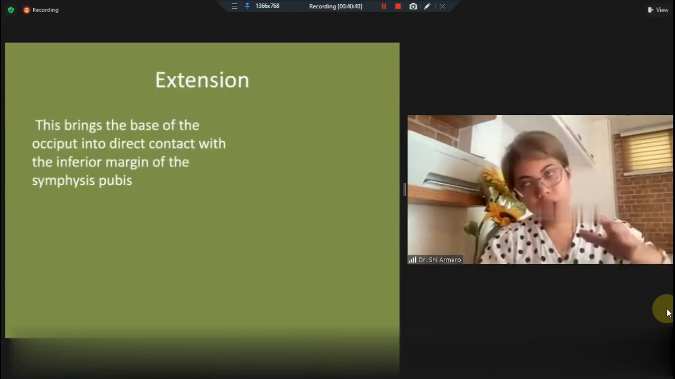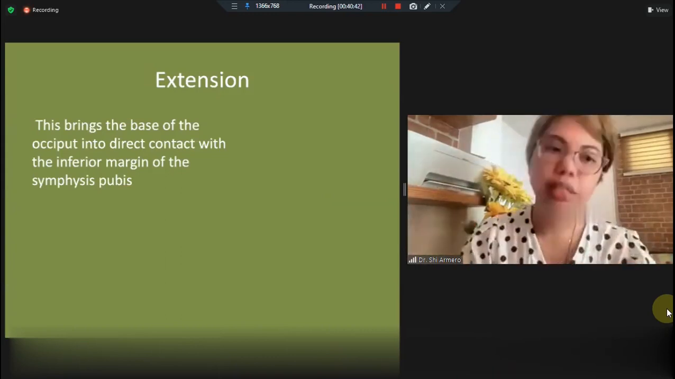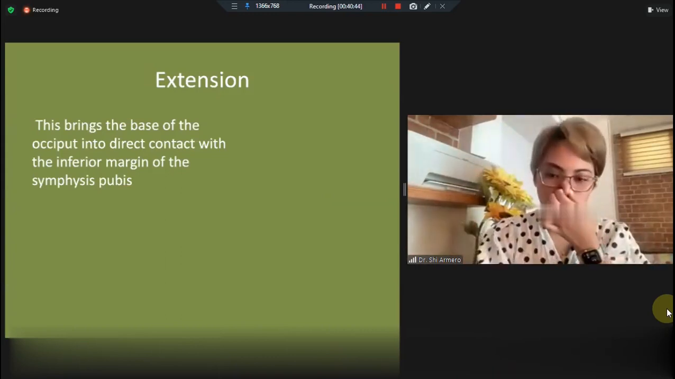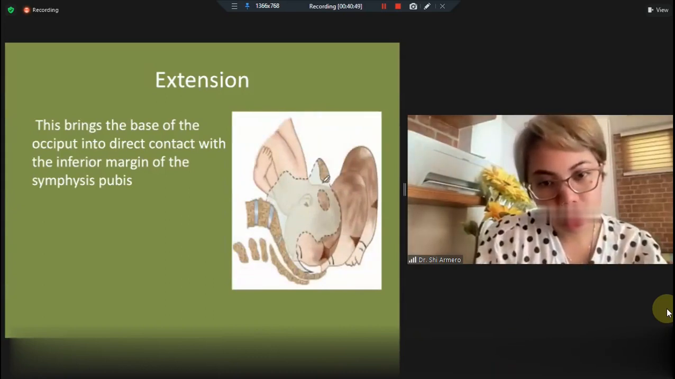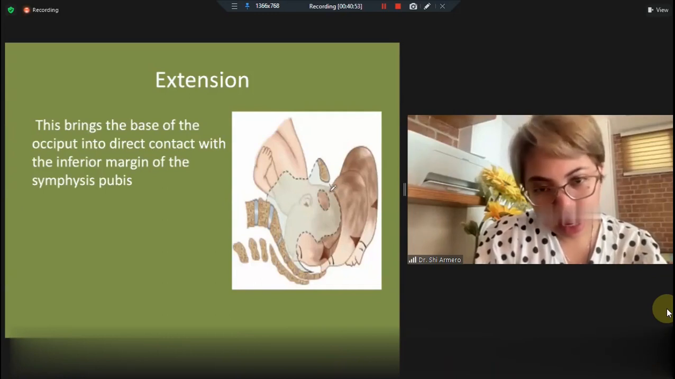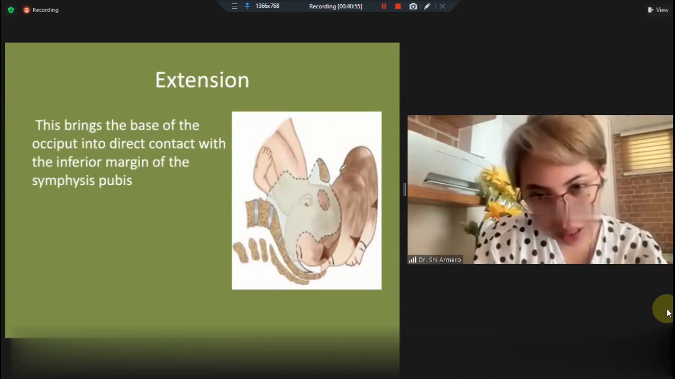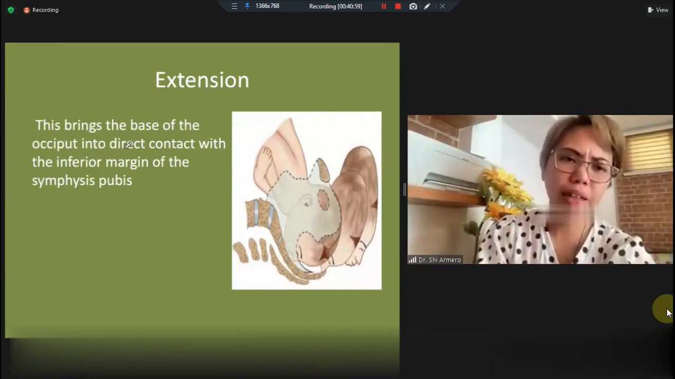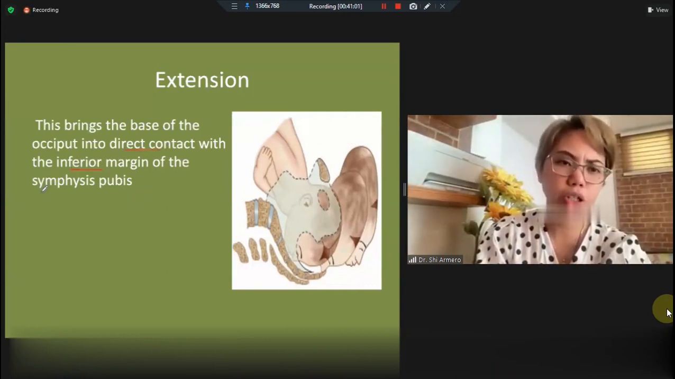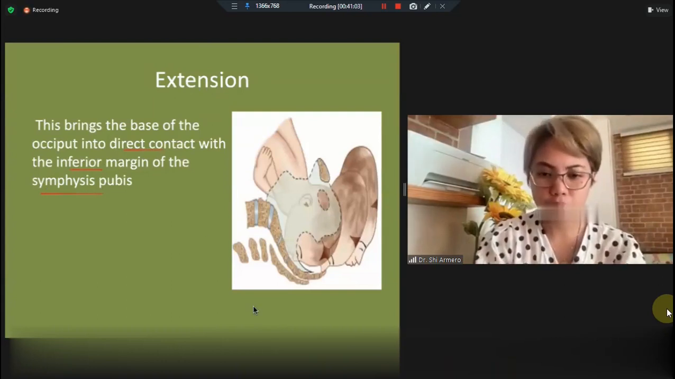Extension. So after internal rotation, mag-e-extend si head. So in this illustration, you will see papalabas na yung head, nag-crown nga yung head, and as the head crowns, nag-extend, the head extends going out, okay? Direct contact in the inferior margin of the symphysis pubis, that's extension.